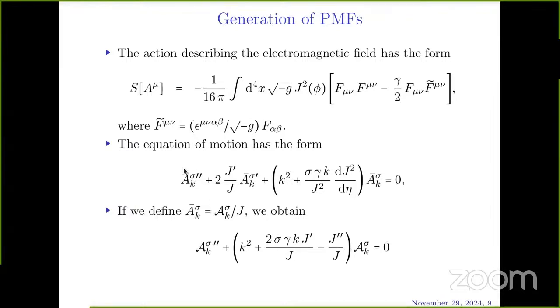So we redefine the standard vector potential, where we multiply the coupling function with the vector potential and redefine a quantity, script A, and the equation of motion is of this form. Here we impose the same initial Bunch-Davies vacuum condition when k is much larger than these terms, and then when the modes have exited the Hubble radius, we compare this k with these two quantities.